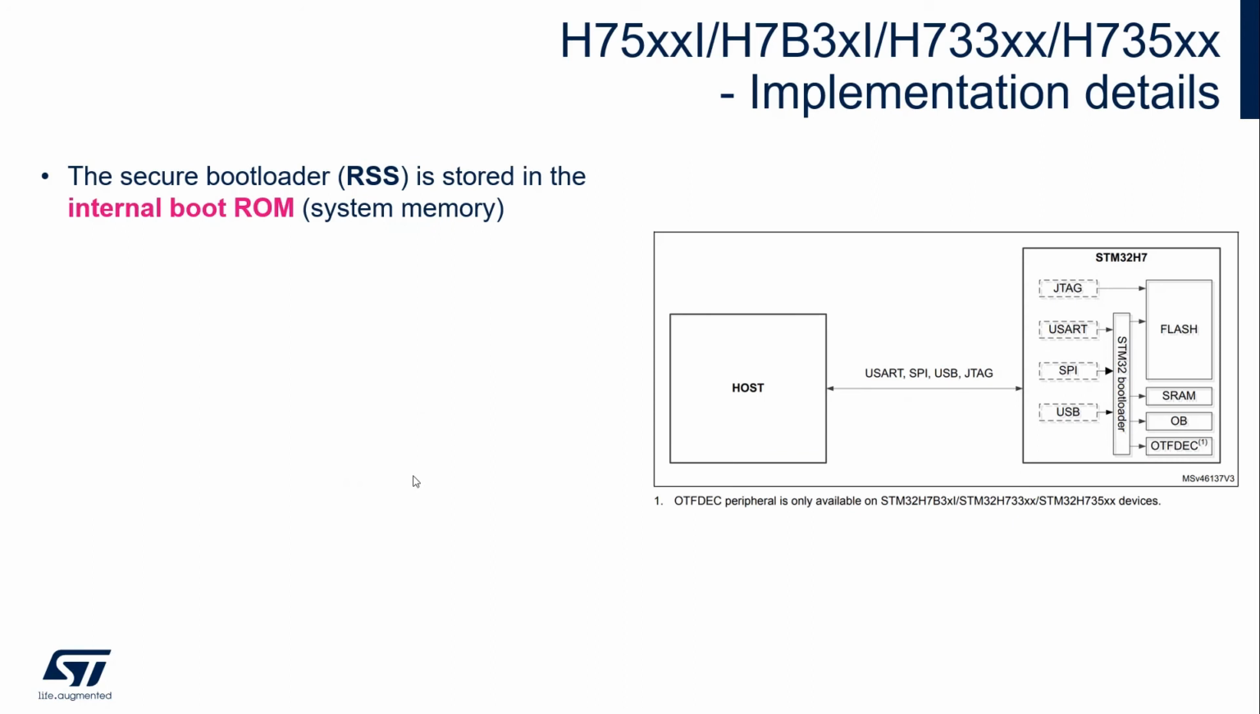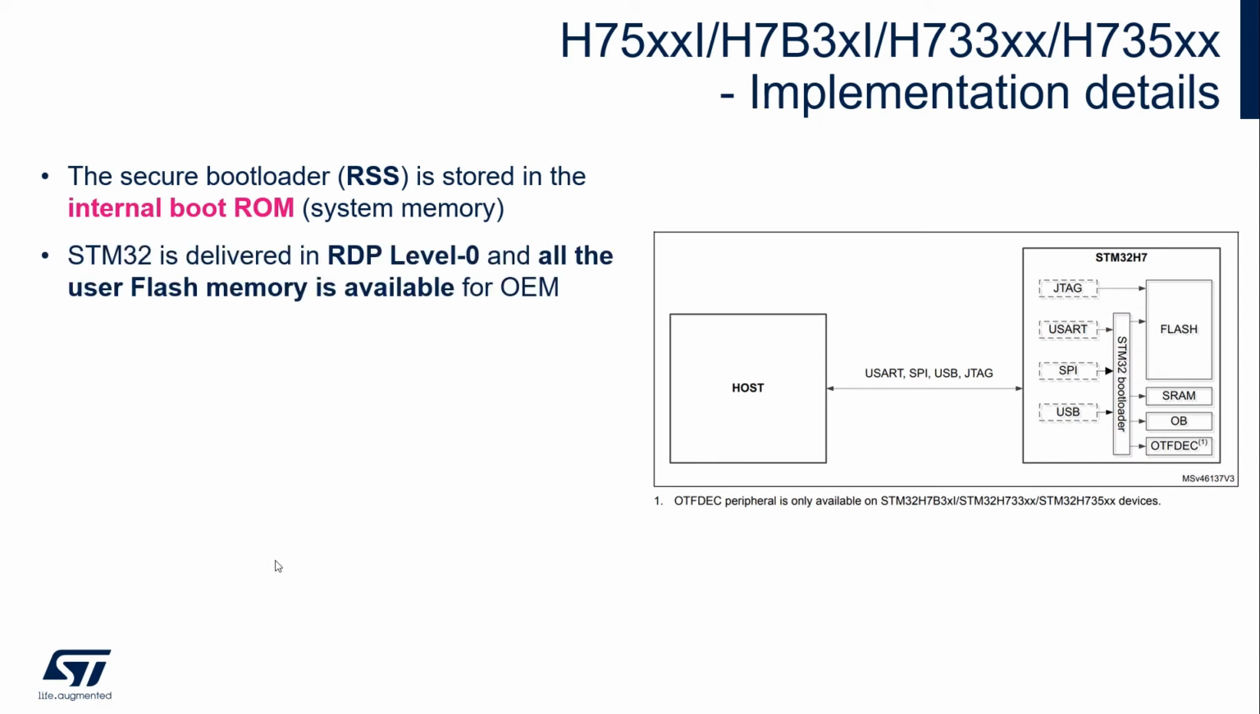The first family of microcontrollers we will review is the STM32H7. In this configuration, the system bootloader is expanded with the RSS services needed to perform SFI. As depicted in the slide, the RSS-enabled secure bootloader is stored in the internal boot ROM. So the whole STM32 flash is therefore available for the OEM application code, and the part is delivered in RDP level 0. The SFI process on STM32H7 can be performed over SWD and the JTAG interface.